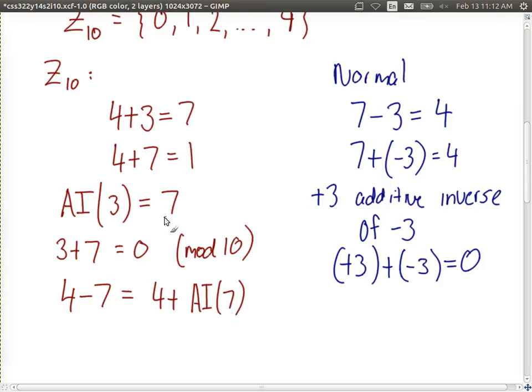Well, in fact, we found it here. The additive inverse of 3 in mod 10 is 7, because 3 plus 7 is 0. So similarly, the additive inverse of 7 in mod 10 is 3. So it becomes 4 plus 3 equals 7. And I will not write it, but this is all in mod 10. 4 minus 7 equals 7. Sounds strange, but remember, all in mod 10.